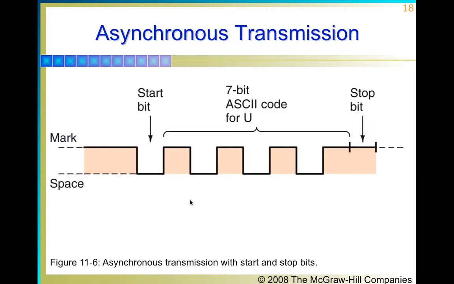So this is a demonstration of the asynchronous transmission. Here you can see we have 0, which is space, and we have mark, which is 1. Once we have to send the data, we first send the 0 bit, which is the start bit, and then we send the 7-bit ASCII code, and then when we have to stop our data sending, we send a stop bit, which is the mark bit over here. You can see which is the stop bit.